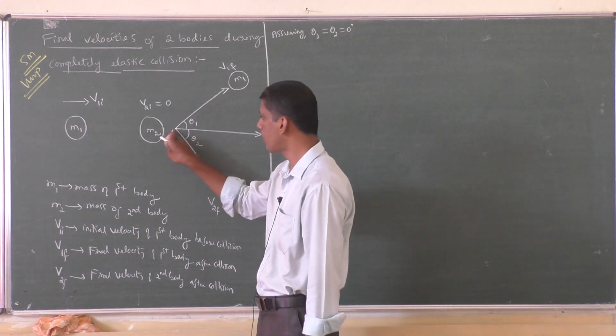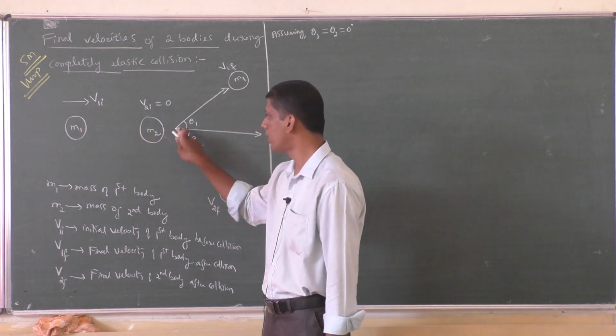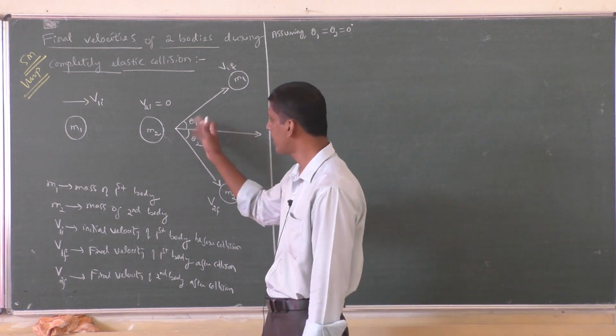That means whenever this body collides with the second one, it moves along a straight line, assuming that there is no angle.